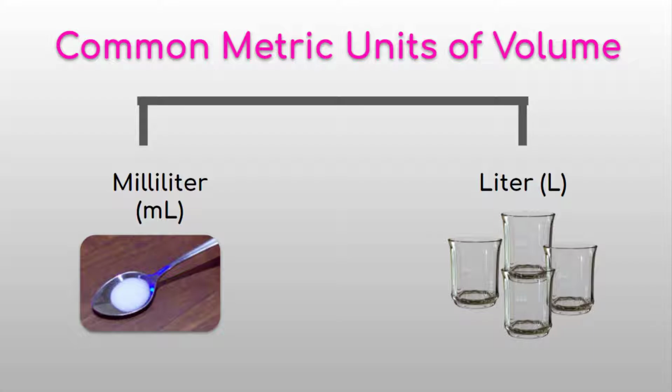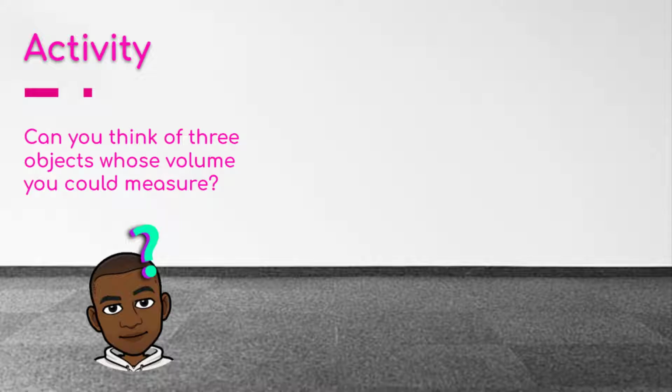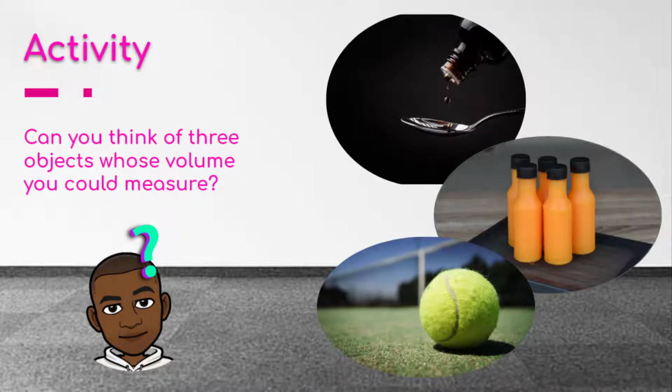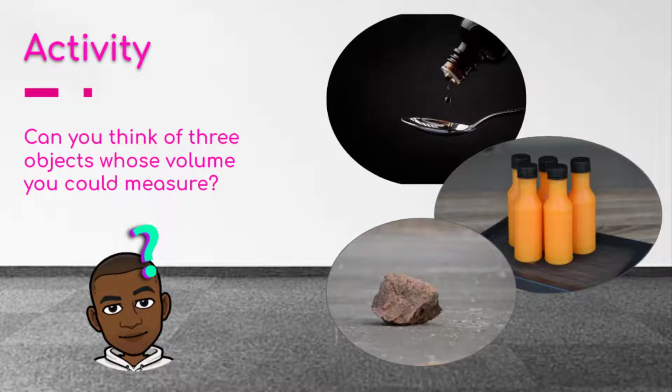Here's a quick question. Can you think of 3 volumes that you could measure? You may be thinking of a small measure, such as liquid medicine, or you may have thought of a slightly greater amount of liquid, like a bottle of juice. Or some of you may have thought of something solid, like a tennis ball. We are able to use instruments to measure each of these.